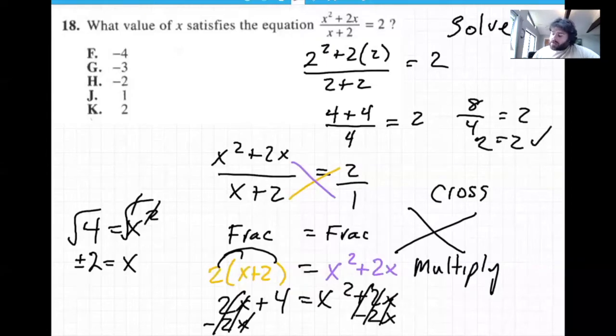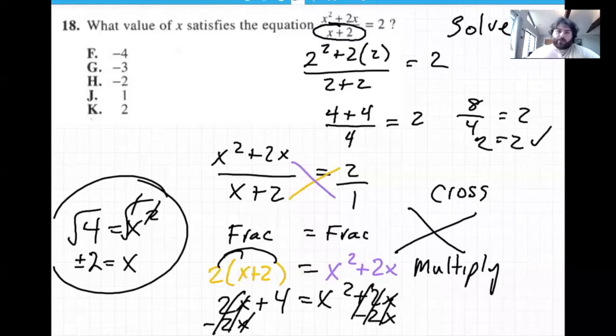Now, why does the other one not work? If you look at the bottom here, when I plug in that negative 2, I get negative 2 plus 2, which is 0. You cannot divide by 0 in math. So because of that, negative 2 doesn't actually work. It is important to remember that when you square root a number, you get a positive and a negative answer, but then you need to realize why the negative 2 version doesn't work. So our answer choice is K, and that's basically it.